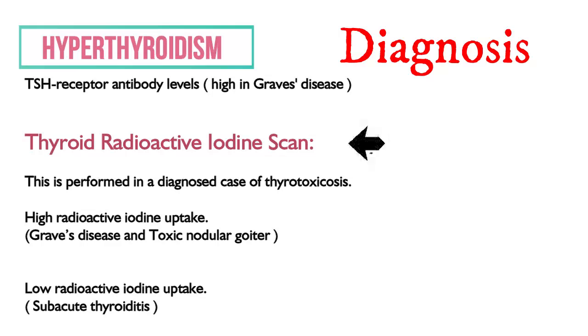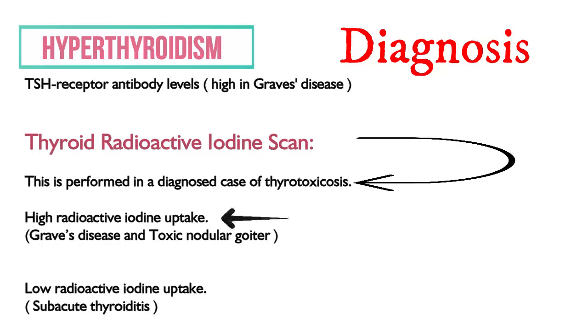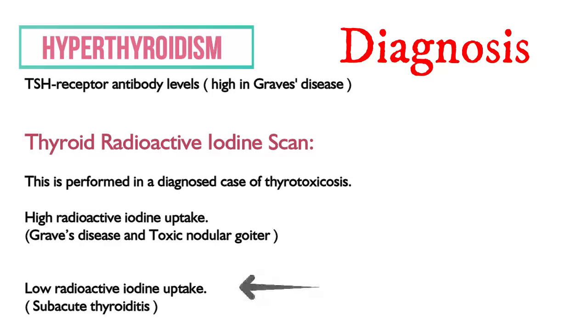While talking about thyroid radioactive iodine scan, you should remember, this is performed in a diagnosed case of thyrotoxicosis. Remember, high radioactive iodine uptake occurs in Graves' disease and toxic nodular goiter. On the other hand, uptake is low in conditions like subacute thyroiditis.